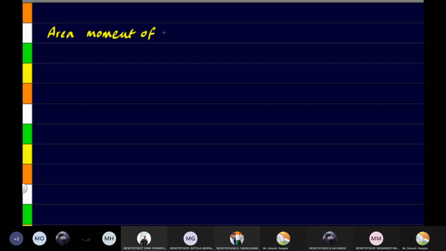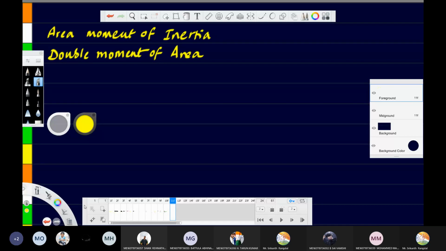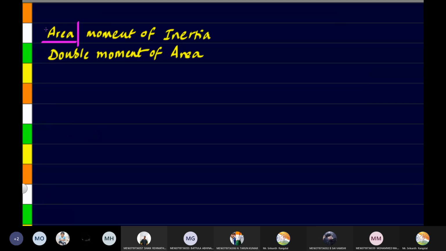So it's called area moment of inertia, or it's also called double moment of area. Sometimes this word area is ignored. Even if we ignore this and just call it moment of inertia, that will also refer to the same thing. So the name is clear. Now let us see the moments of inertia for some standard diagrams.